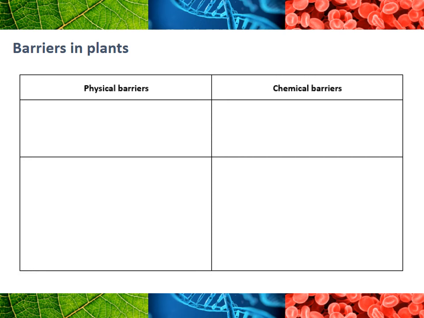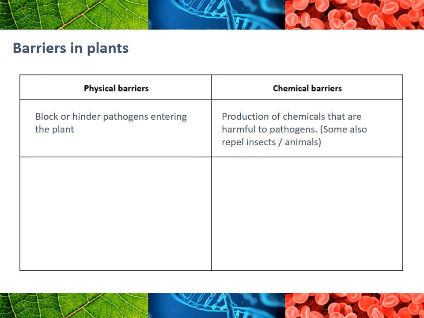In plants, we just have the physical and chemical barriers. So again, physical barriers are blocking pathogens entering the plant. Chemical barriers are chemicals that are harmful to pathogens. So same idea as in animals. Some of these chemicals also stop insects and animals. So they're a general protection for the plant. And often with plants, insects or animals are what carry disease to plants.